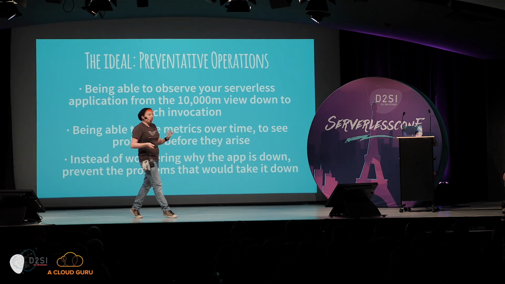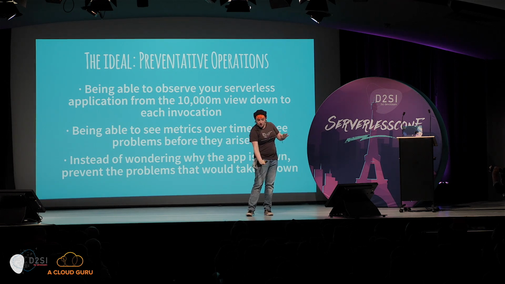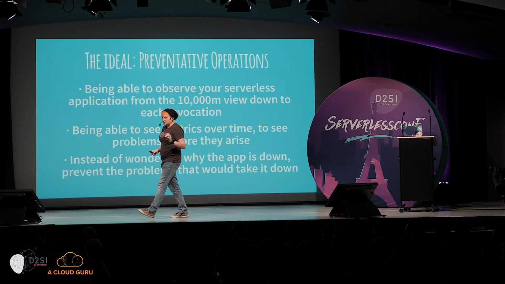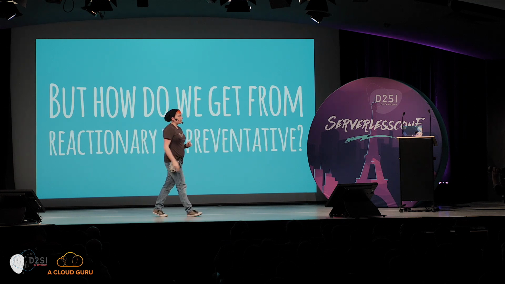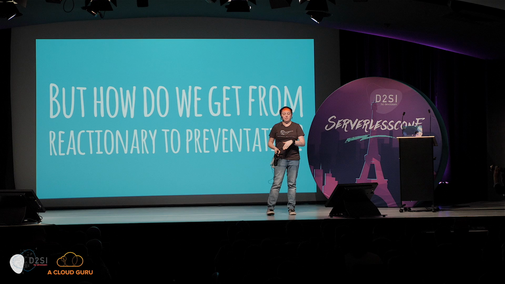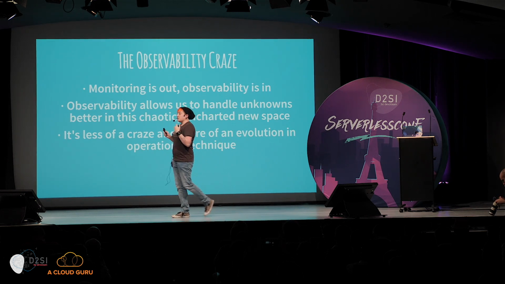And yet being able to see your application from 10,000 meters up to just each invocation, just being able to see the entire stack, what's going on, but also being able to dig deep into those invocations to see what's going on each and every time. But how do we get from reactionary to preventative operations in serverless? The key answer is observability.